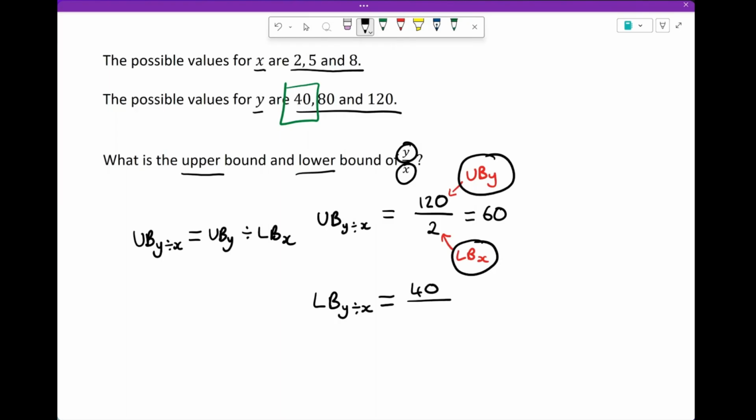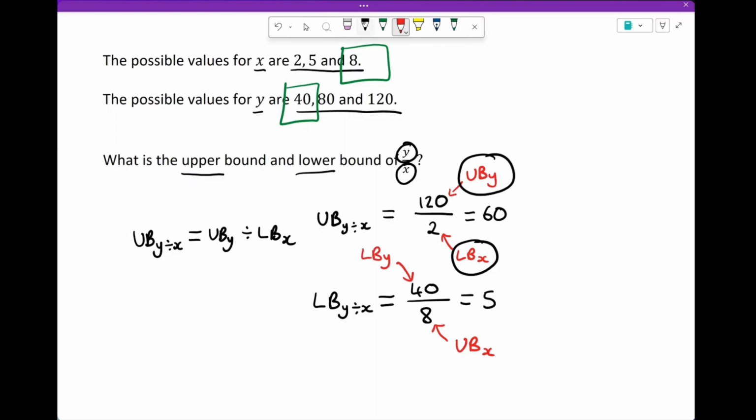And then for my value for x, well, I want to get the fewest amount of x into there as possible, so we're going to use the largest value for x. So we're going to divide by 8, so our answer would come out as 5. Now let's just think carefully about which values we picked here. So 8 was the largest value for x, so that is the upper bound of x. Whereas the 40 was the smallest value for y. So that is the lower bound for y.